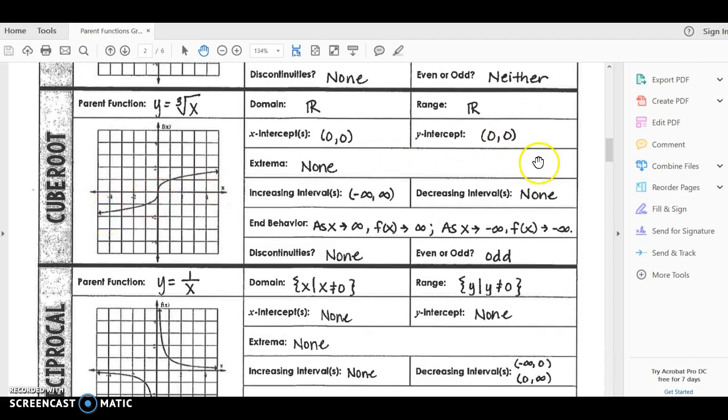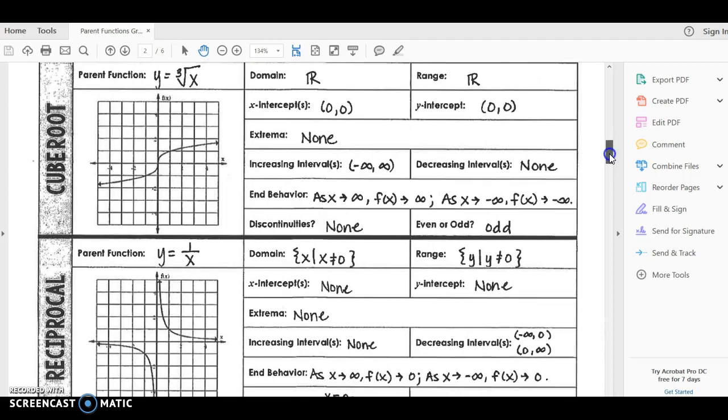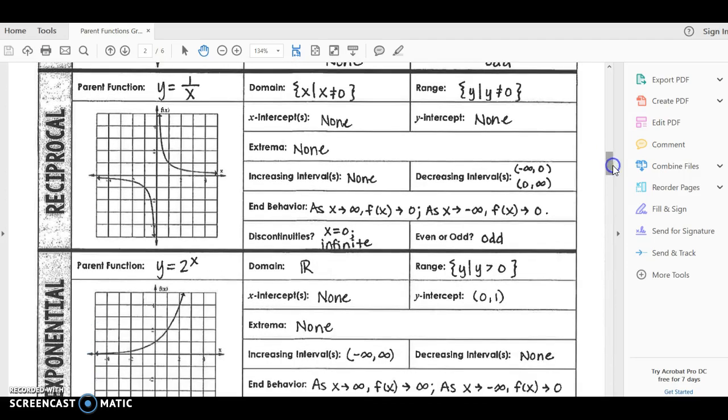Okay, so again, I'm going through these very quickly. You're going to have this that you can print out. I just kind of want to give you an overview of what these look like. It's very important to know the basic shape of these functions, because as you go through this class, knowing the basic shapes of different functions is very helpful. All right, your parent function, this is a reciprocal function.